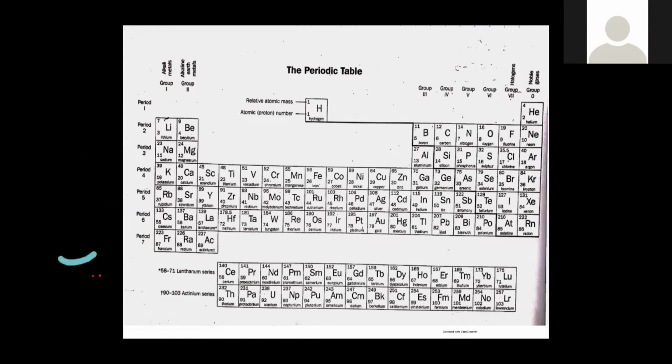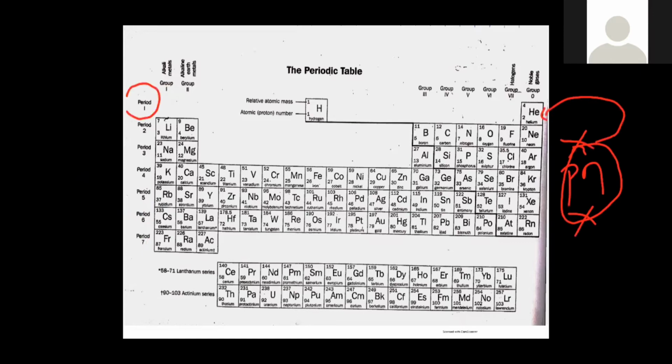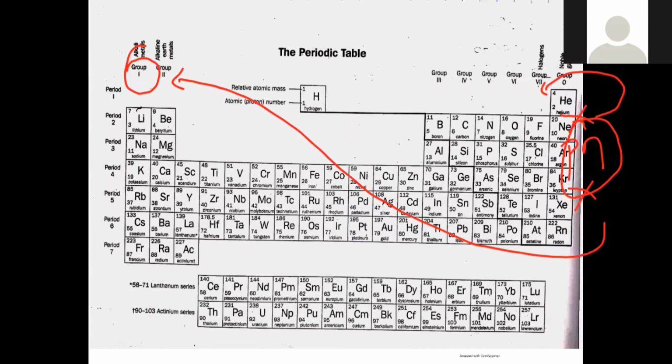Let me look at helium. I'm going to draw helium on the next slide. Helium has an atomic number of 2, so 2 electrons. Helium also belongs to period 1, so it only has 1 electron shell.